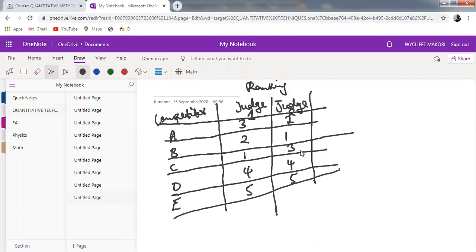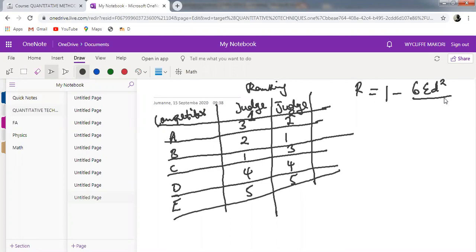Then you are told, can you calculate the rank correlation coefficient? If you are told to calculate that, you should know the rank correlation coefficient is normally denoted by capital R, and is calculated using the formula 1 minus 6 summation of D squared over N into N squared minus 1, where N is the number of competitors. In this case, we had 5 competitors, so our N should be 5.